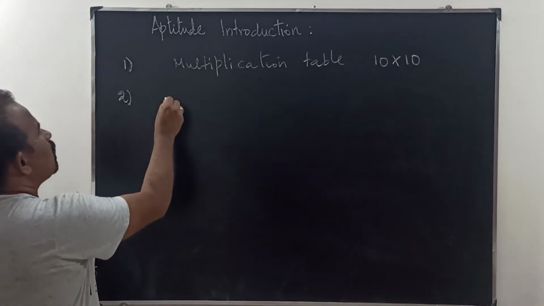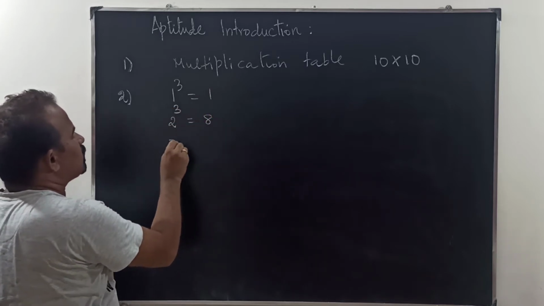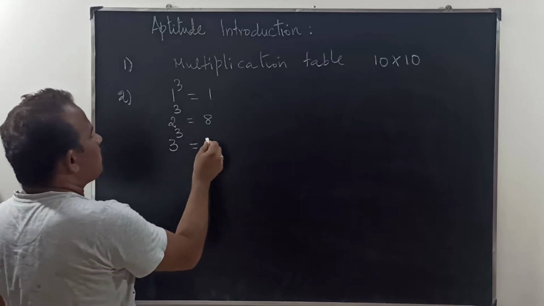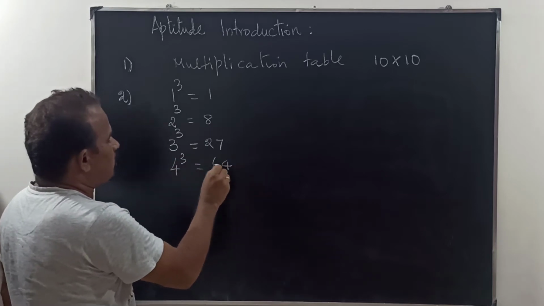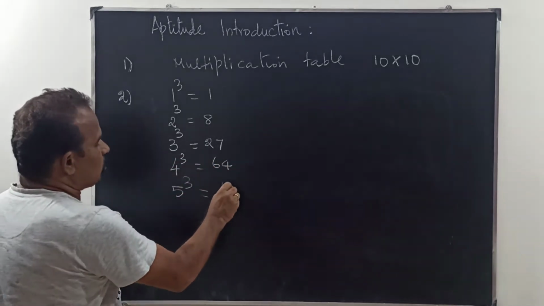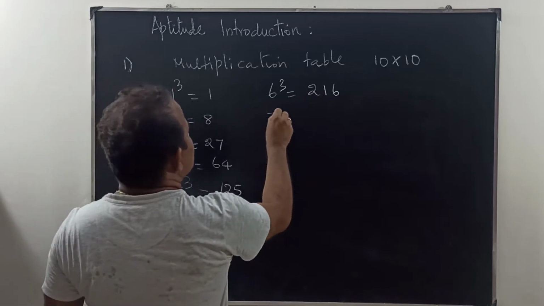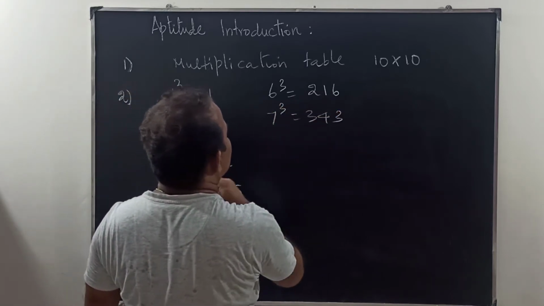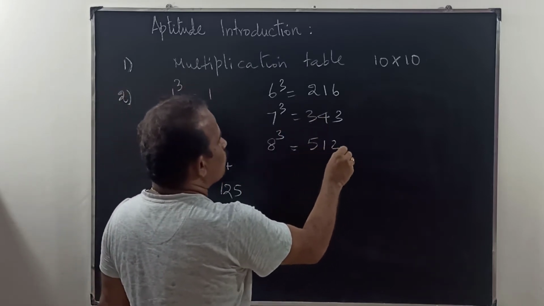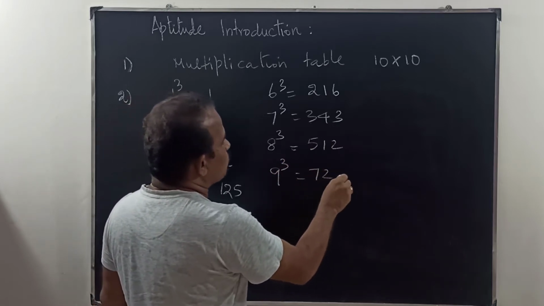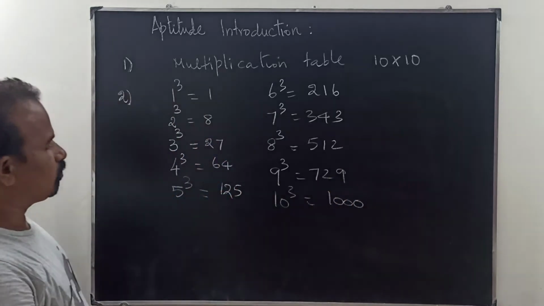Cube numbers. 1 cubed is equal to 1, 2 cubed is 8, 3 cubed is 27, 4 cubed is 64, 5 cubed is 125, 6 cubed is 216, 7 cubed is 343, 8 cubed is 512, 9 cubed is 729, and 10 cubed is equal to 1000.